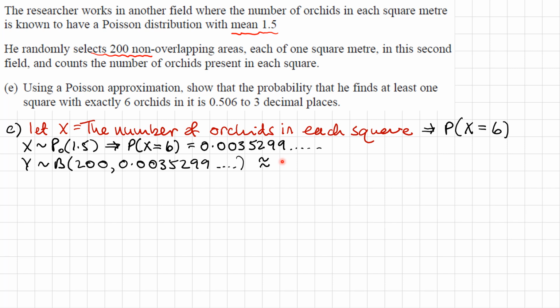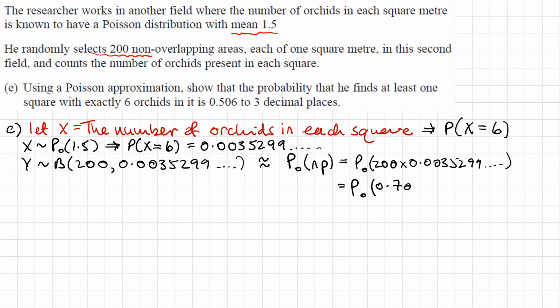Now remember, if we want to do a Poisson approximation of a binomial, then the way that we find lambda, that's equal to n times p. So this will be 200 times 0.00352999, and what that gives us is 0.7059977, and so on.